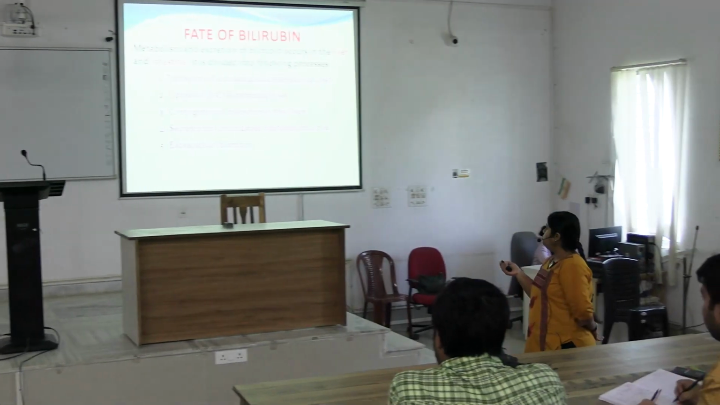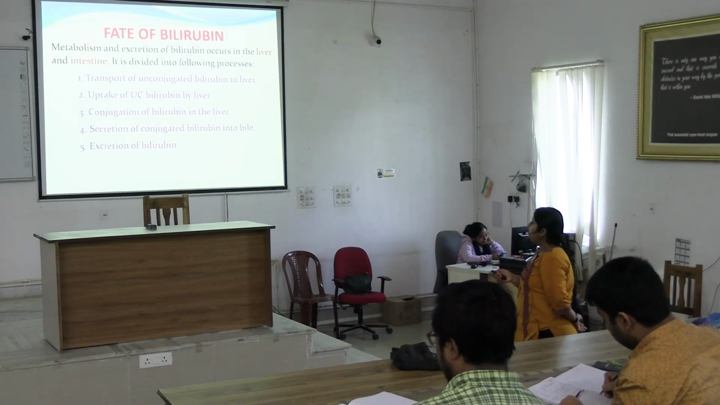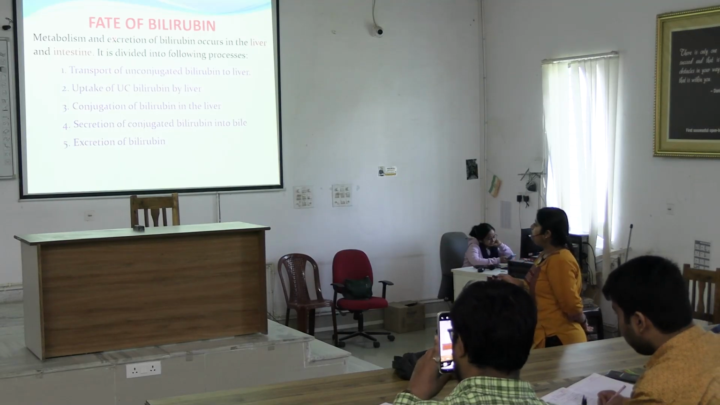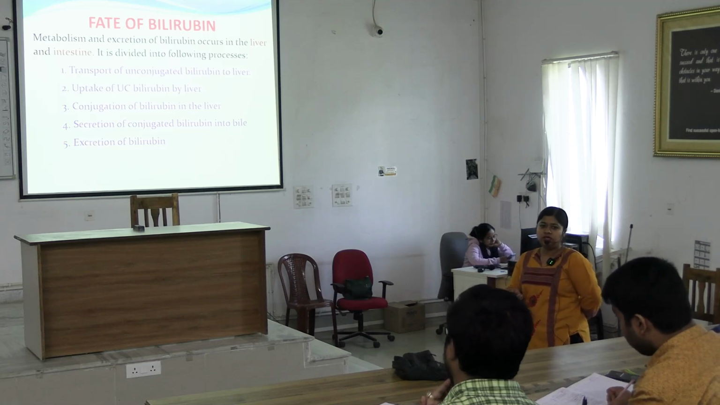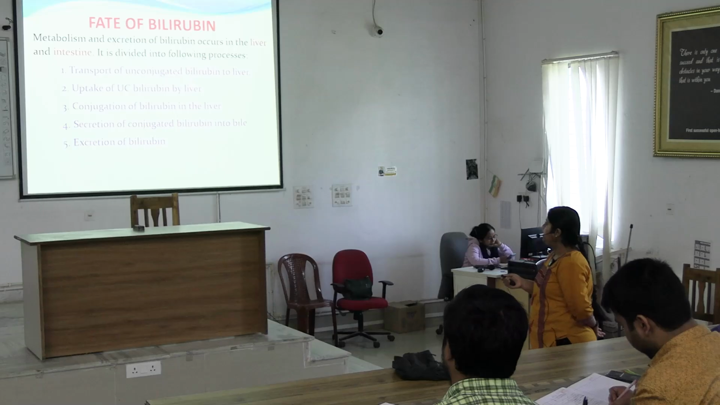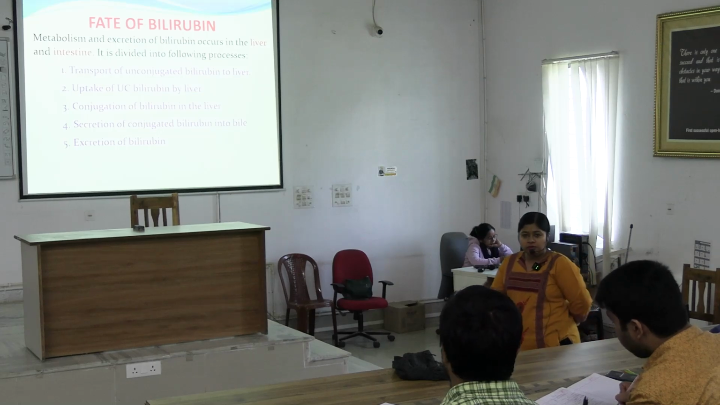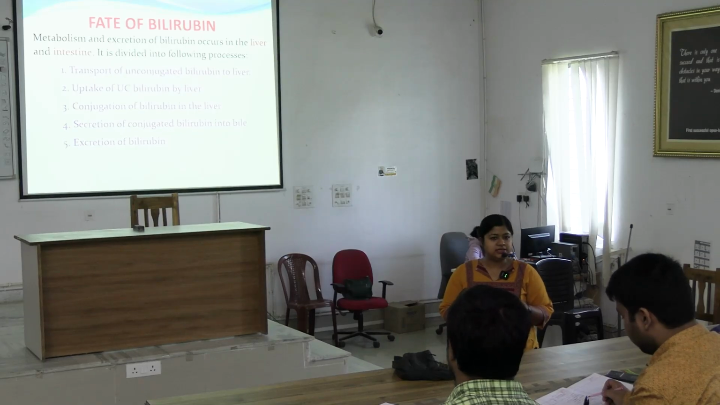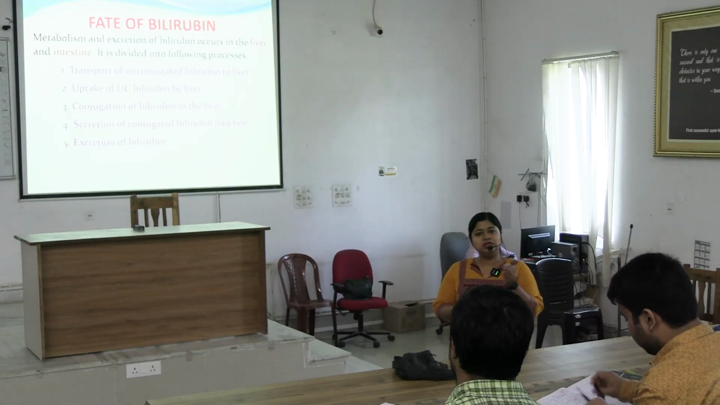Now, fate of bilirubin. Metabolism and excretion of bilirubin occurs mainly in liver and intestine. So what do you understand by metabolism and excretion? From formation to transport to excretion from the body. It takes place mainly in liver and intestine, and it can be divided into the following processes. So where was bilirubin getting formed? In the reticuloendothelial system, in spleen, liver and bone marrow, so it will come to the liver.